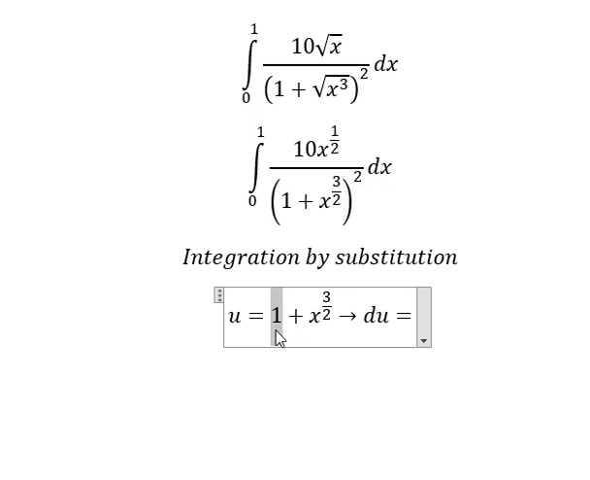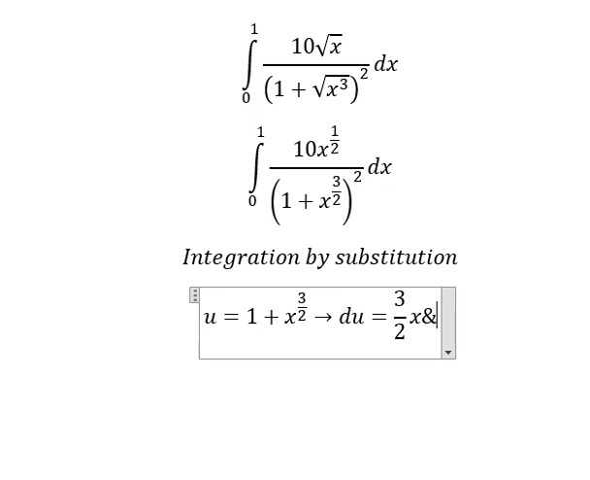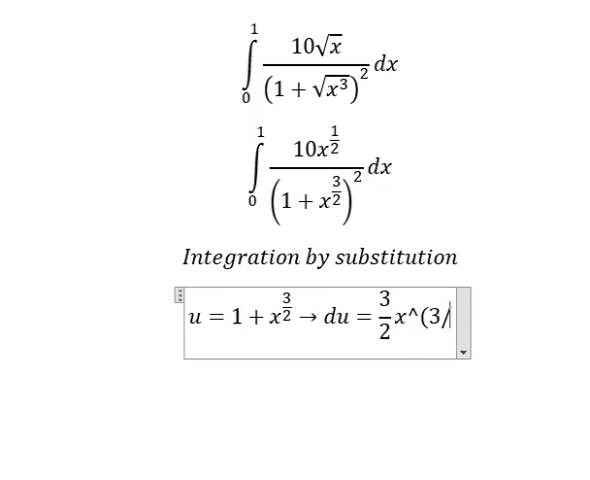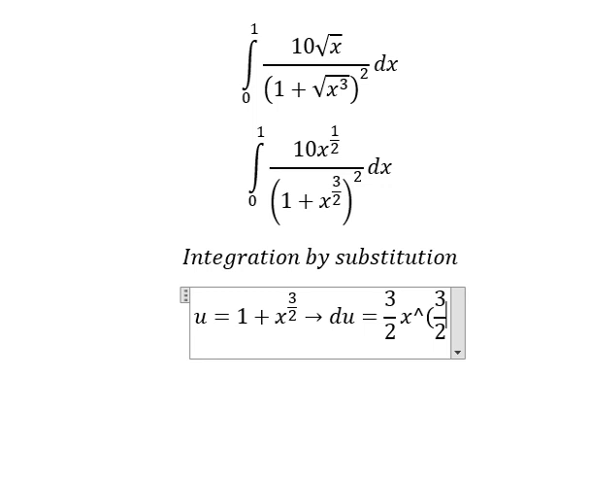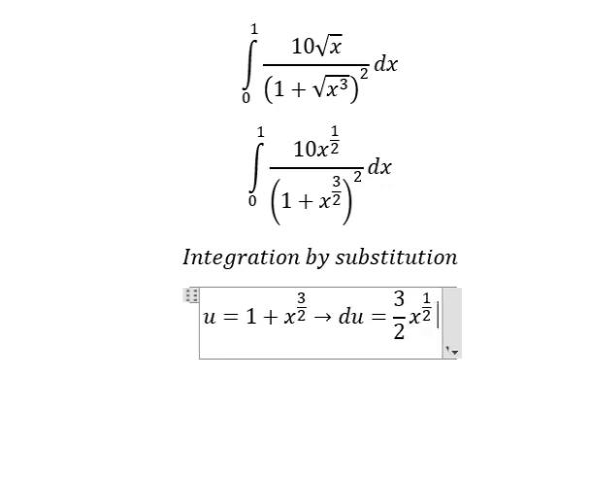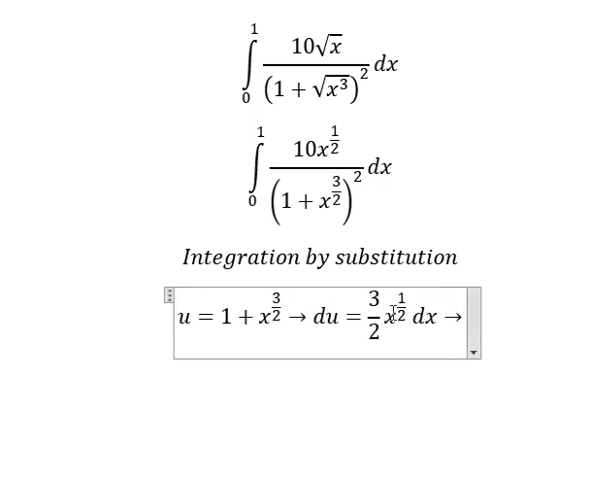This one that is about number 1, so you got number 0. This one we have 3 over 2 x to the power of 3 over 2 minus 1, and this is about 1 over 2. Because we don't have 3 over 2 in here, so we need to divide both sides by 3 over 2.